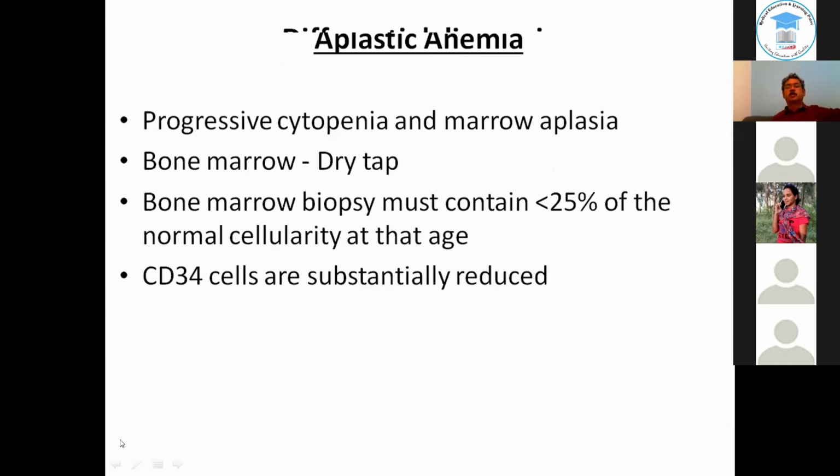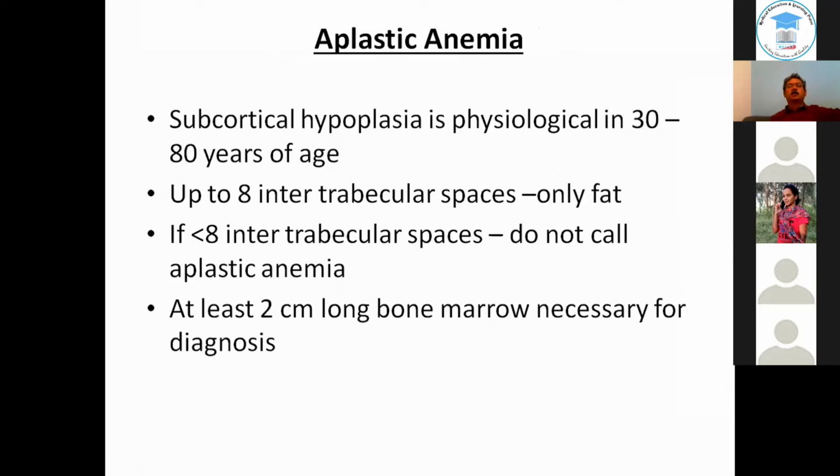Just some theoretical points about aplastic anemia. You get progressive cytopenias and marrow aplasia. When you do an aspirate, you get a dry tap, which you have just seen, and the biopsy must contain less than 25% of the normal cellularity at that age, which we satisfied just now. CD34 cells are substantially reduced if it is done. Do note that subcortical hypoplasia is physiological from beyond the age of 30, and I did tell you that you must ignore the first 2 spaces. Remember that. So you are going to look at it beyond that.